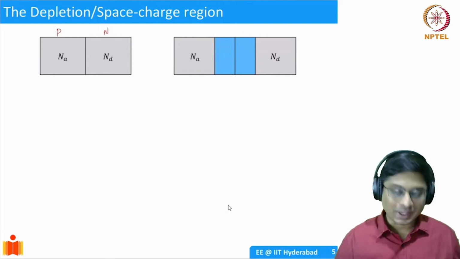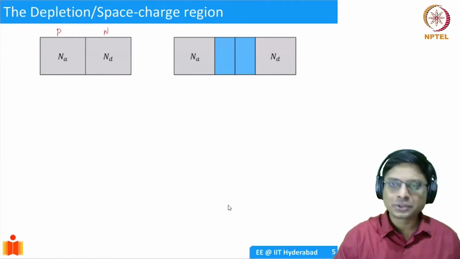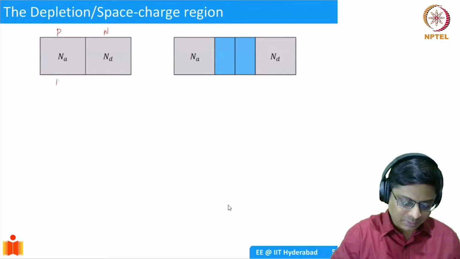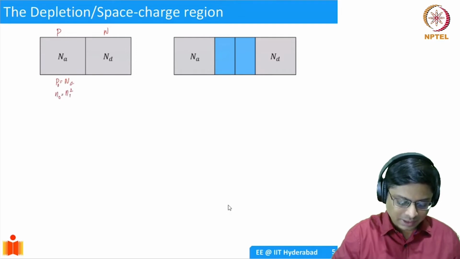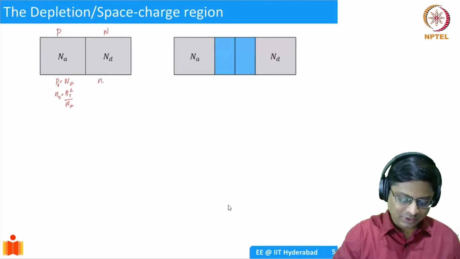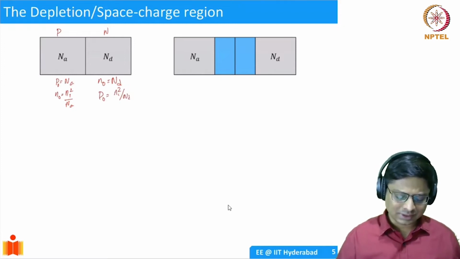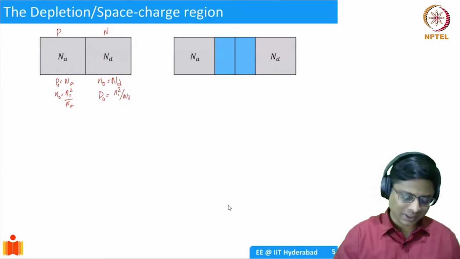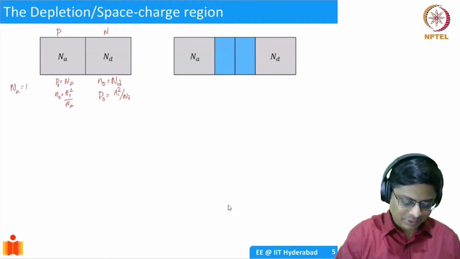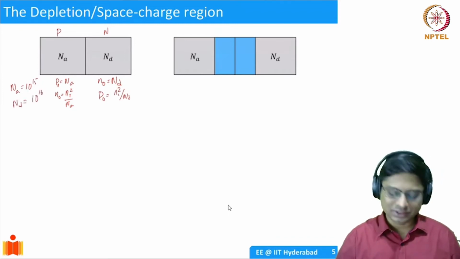Now, what happens? A P-type region has an excess of holes, so the hole density is basically Na, and the electron density in equilibrium, n naught, is going to be ni squared divided by Na. Similarly, for donors, the electron density is going to be Nd, and p naught is going to be ni squared by Nd, right? So let's assume doping concentrations in the range of 10 to the power 15 or so. Let's say Na is equal to 10 to the power 15 and Nd is equal to 10 to the power 16, just for example. Okay, this is a typical range.